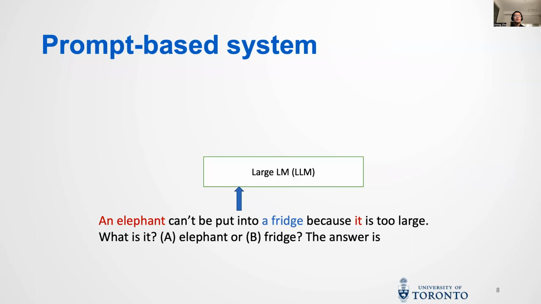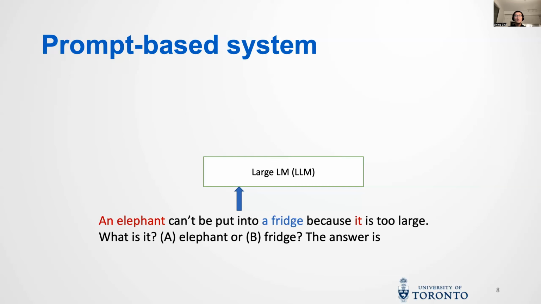Here's an example of a prompt-based system. Let's look at one of my favorite examples. This example is in the style of a Winograd schema challenge, and the Winograd schema challenge refers to the pronoun resolution problem. But to correctly resolve the pronoun, you need to have a massive amount of common sense knowledge. In this example, an elephant can't be put into the fridge because it is too large. What is it? To correctly select that it refers to the elephant, you need to know that in reality, an elephant is usually much larger than a fridge.